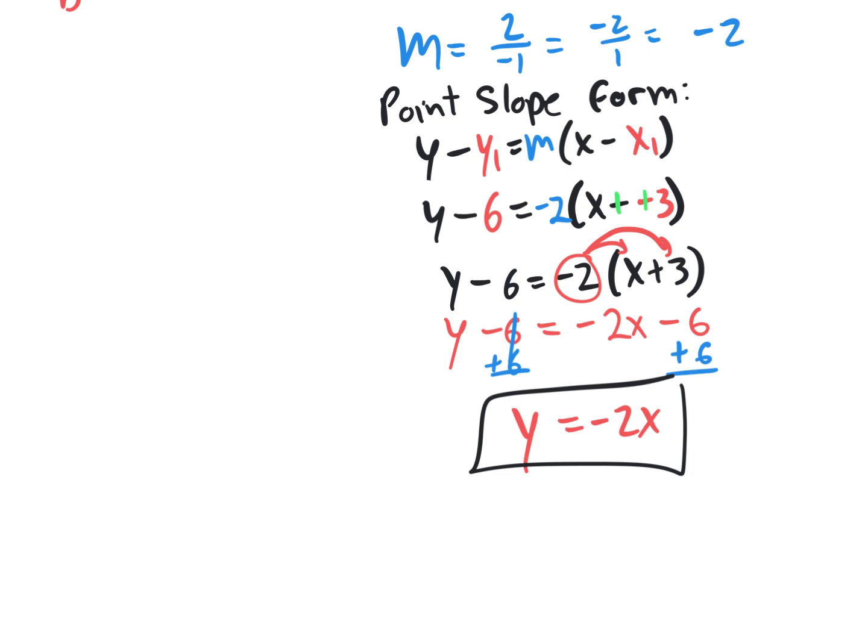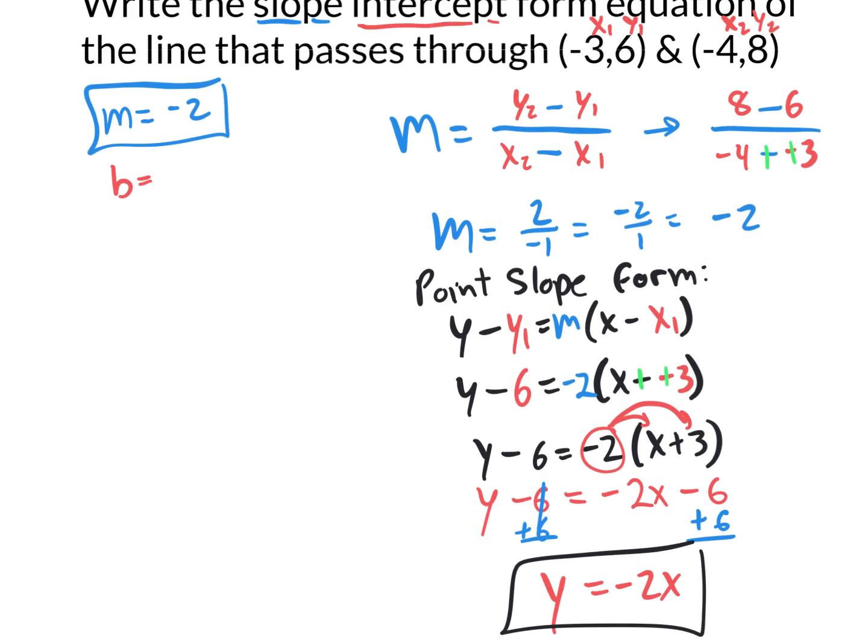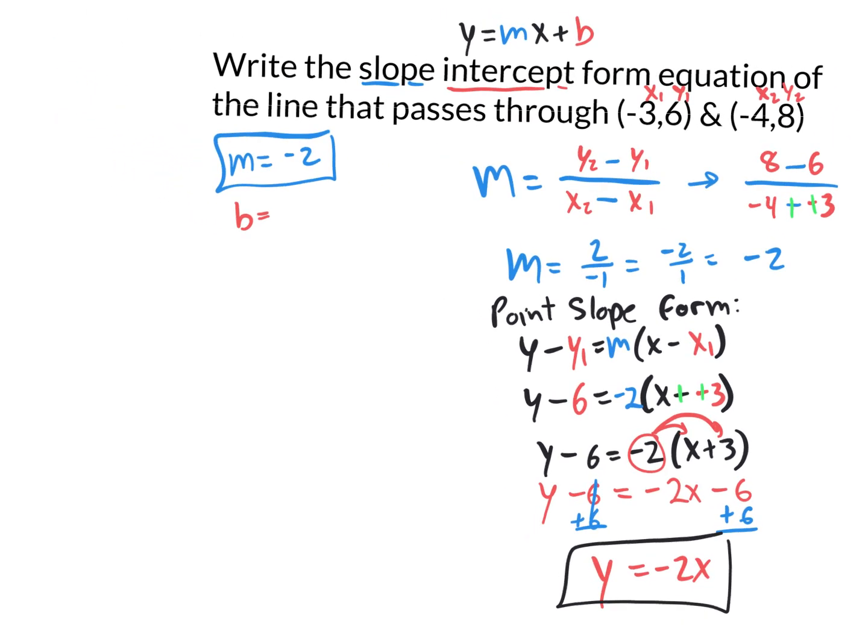What does this mean? That it crosses the y-axis at 0, and from that point, it goes down 2 over 1. Do we understand how to do this? Yes. Okay, one person gets it. Okay, hopefully everybody gets it.